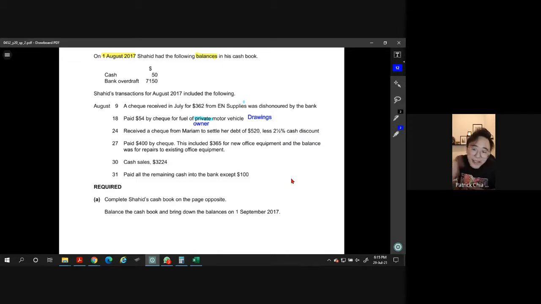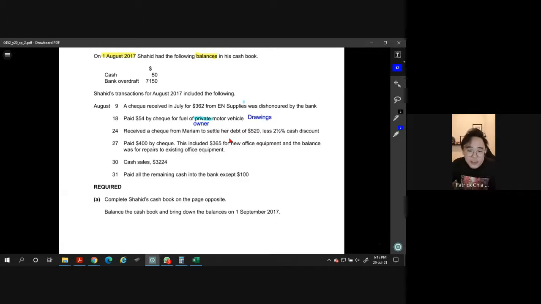But if they write the words, okay, after deducting cash discount, then you start to wonder, so is the 520 already discounted or not? Sometimes they will make the sentence sound like this. These are the accounting language that they will use. So in this case, when you see this is a nice number, and then somehow you see the words her debt of.